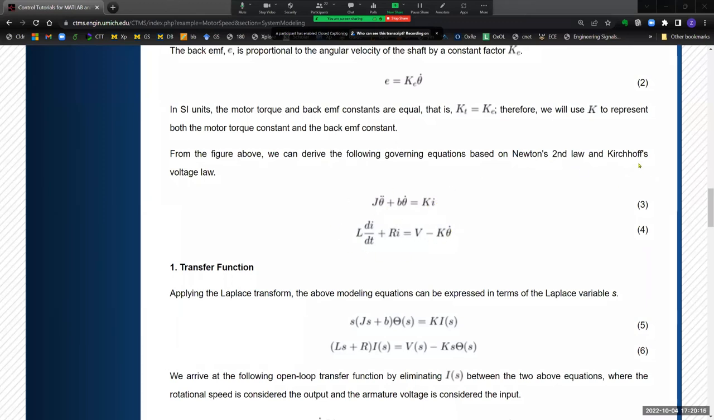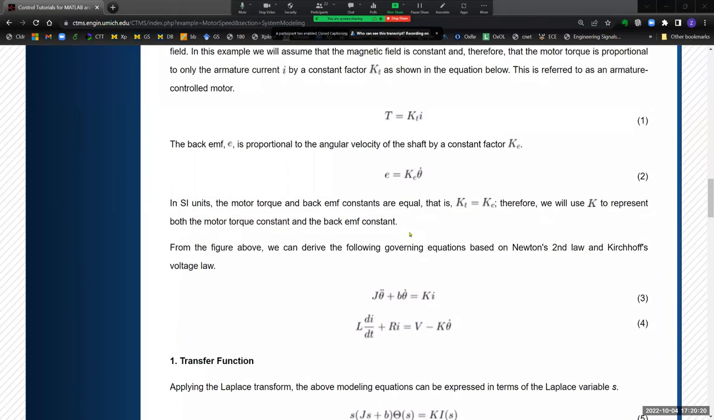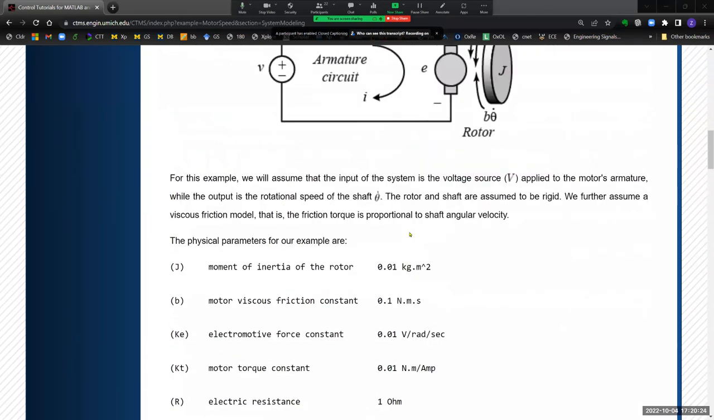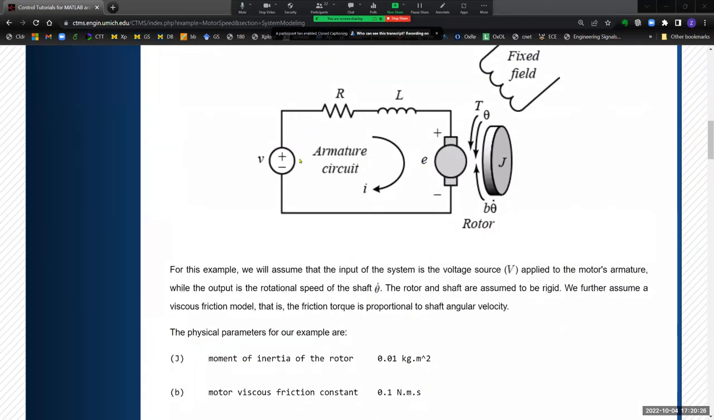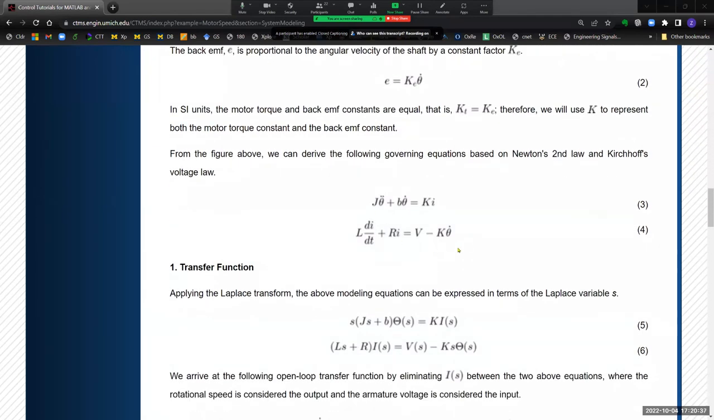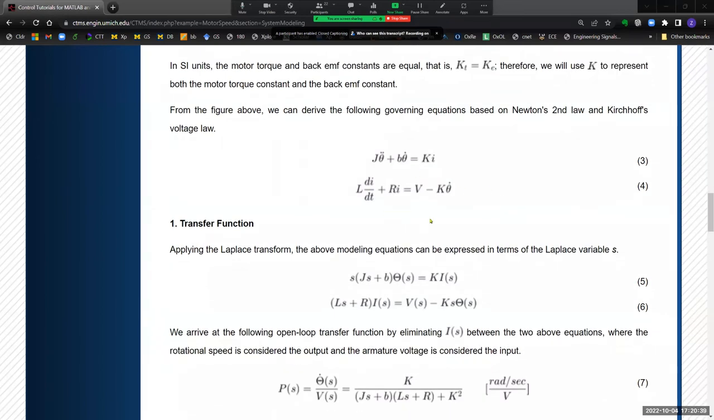What's this? It's Kirchhoff's voltage law. If you compare this with the circuit, this is a voltage summation, correct? This voltage equals this drop plus this drop. That's what this is, right? You can do the details, but that's just the loop equation, nothing more.